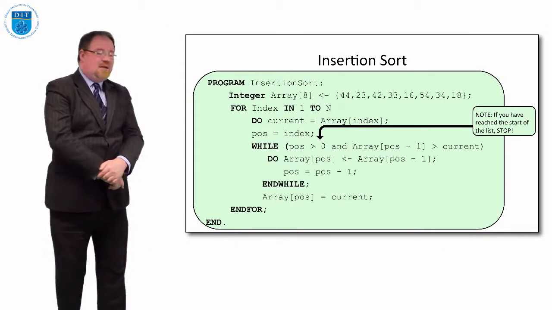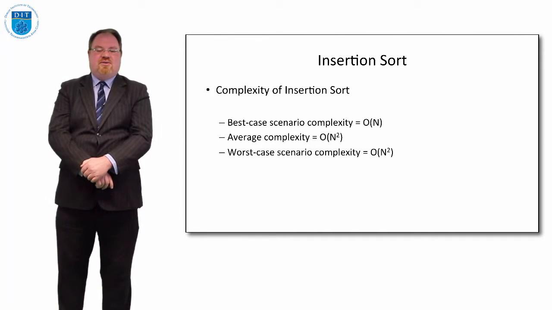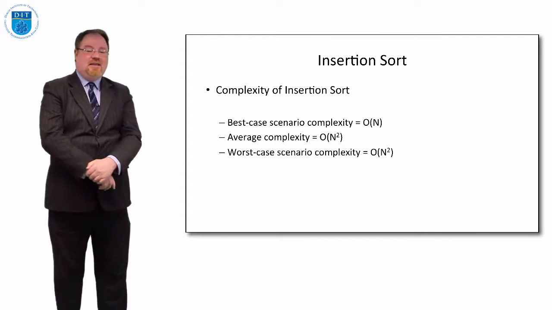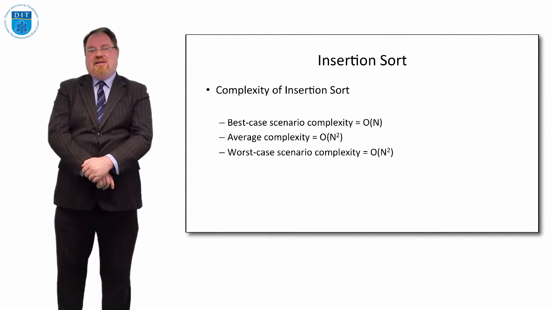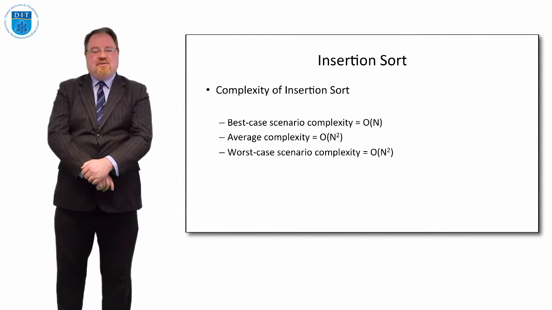So here we go, here's the complexity. Our best case scenario, if the array is almost sorted already, insertion sort will take n attempts. So if the array is 100 elements long, it'll take 100 swaps. If the array is 10 elements long, it'll take 10 swaps.